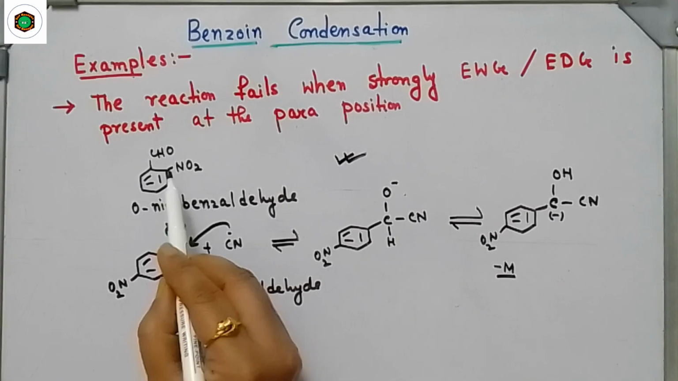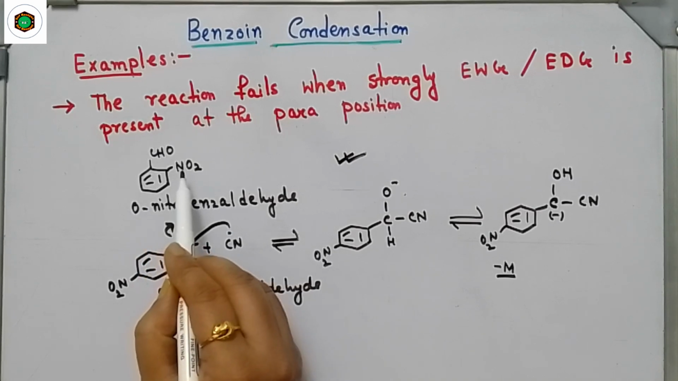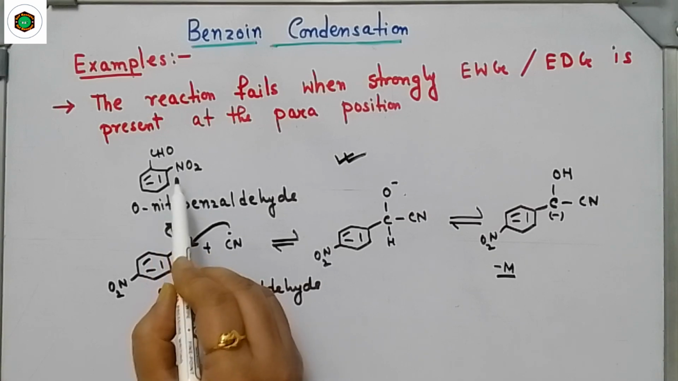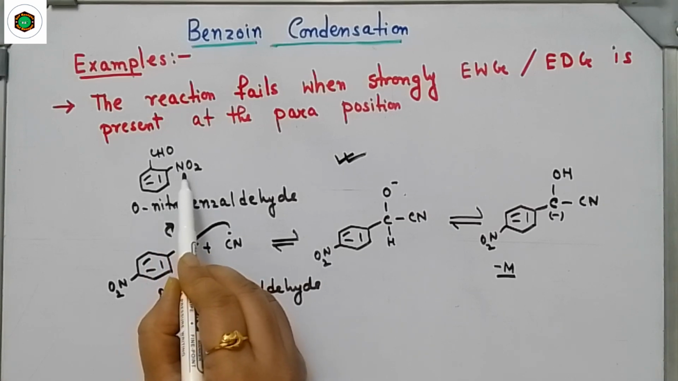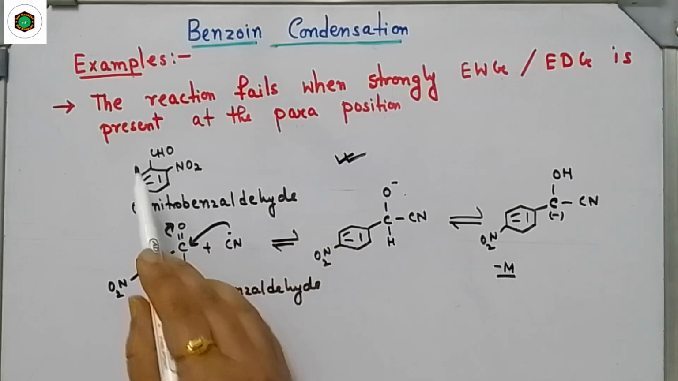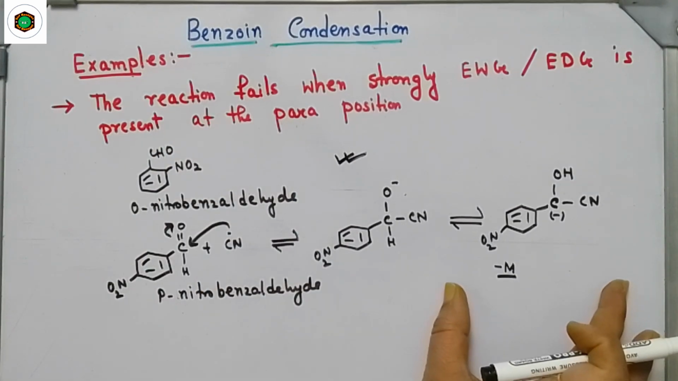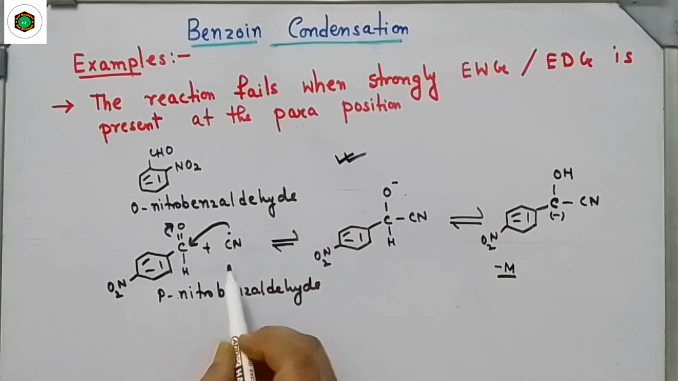But here at the ortho position nitro group is there, and at the ortho position steric crowding is there. So due to steric inhibition of resonance, minus I effect is not that much stronger. So here that carbanion will be sufficiently nucleophilic and this molecule will act as donor molecule. But here it will not act as donor molecule, so this will not give benzoin condensation, but this will give.